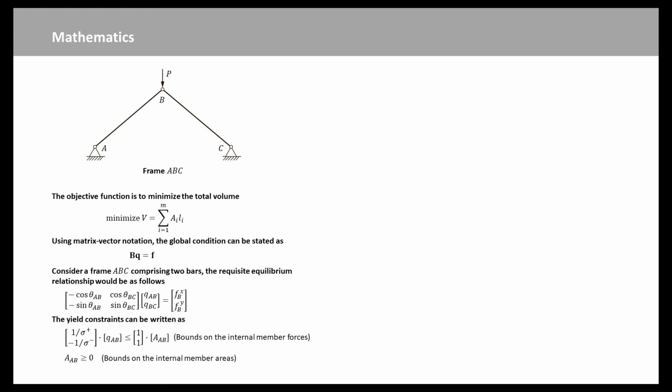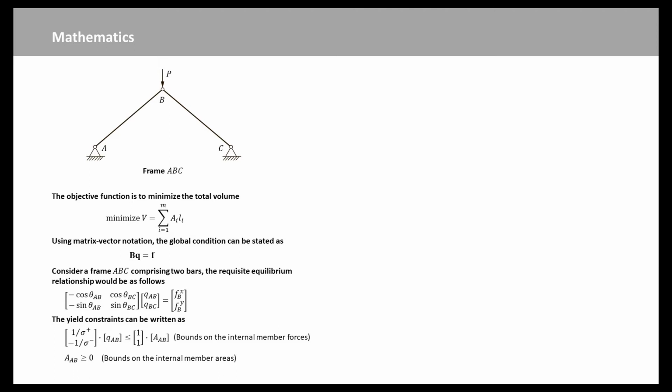We consider a frame ABC comprising 2 bars, AB and BC, with pinned supports at A and C. Assume the bars are oriented at an angle theta to the horizontal. The equilibrium equation can be rewritten. Considering a bar AB structure, the relevant yield constraint is shown in this slide.